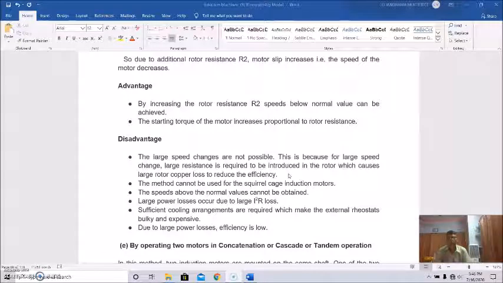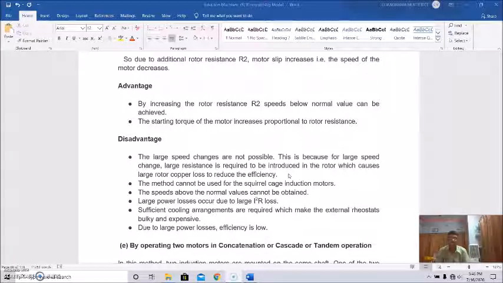So that's why this method cannot be used for a squirrel cage induction motor, because by construction, in a squirrel cage induction motor the rotor bars are short circuited, and there is no provision for the inclusion of external resistance in the rotor circuit. So it is not possible to apply this method in the squirrel cage induction motor.